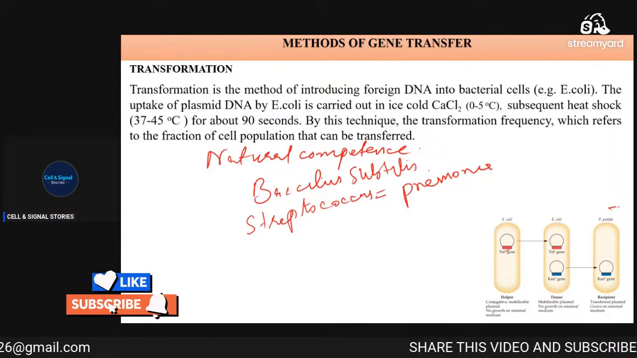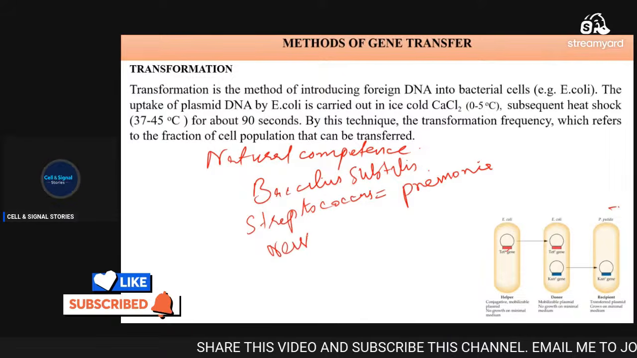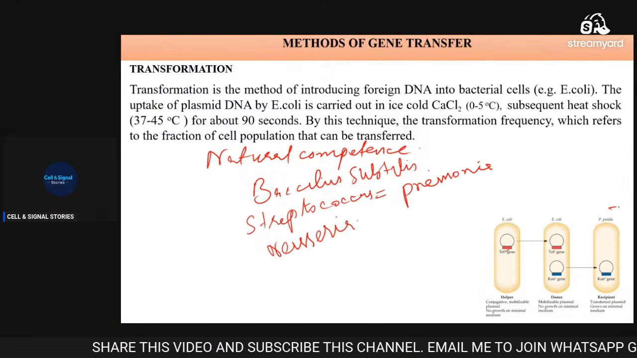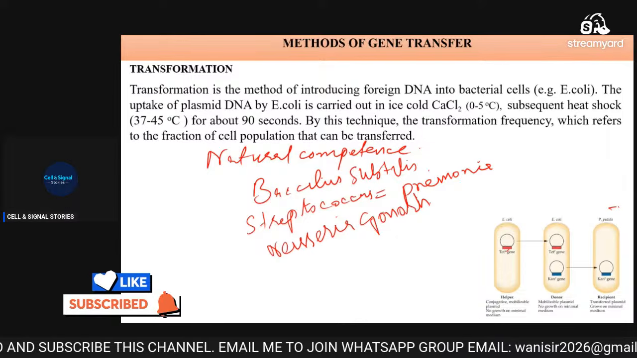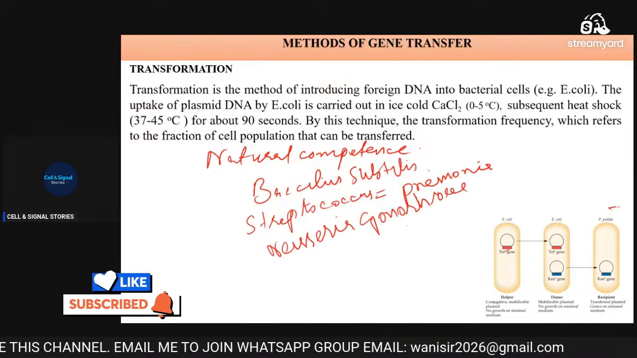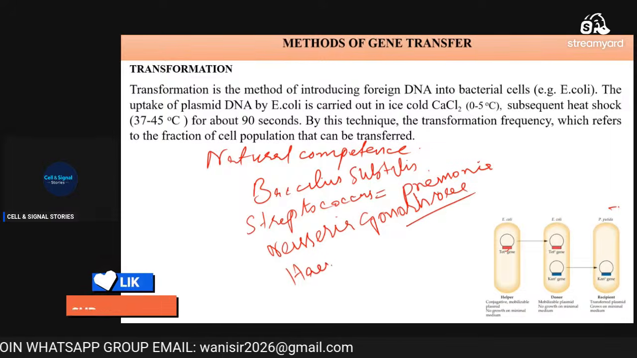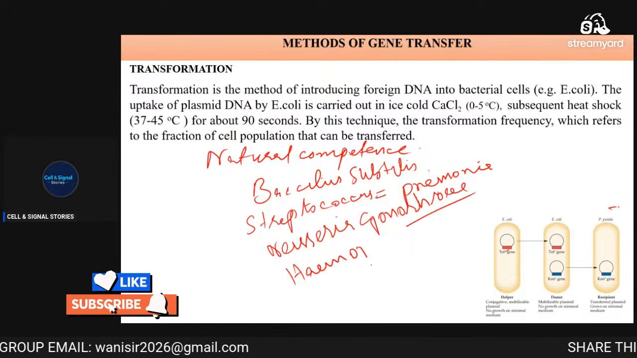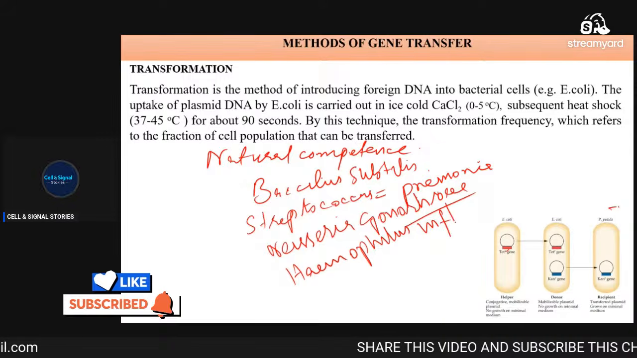Pneumonia. It is Streptococcus pneumoniae. Another is Neisseria gonorrhoeae, and another is Haemophilus influenzae. You can note down these things.